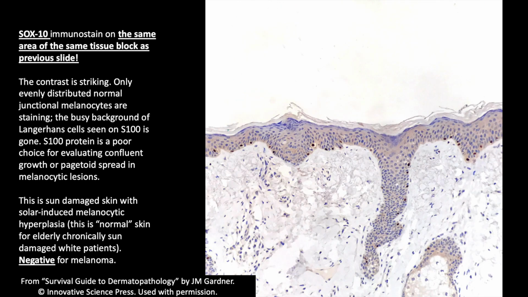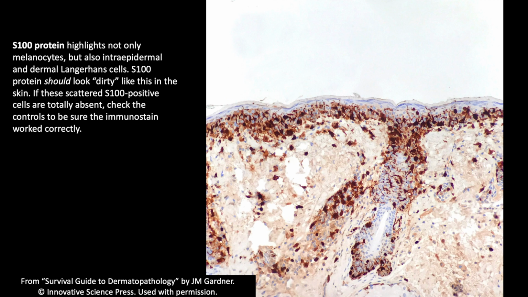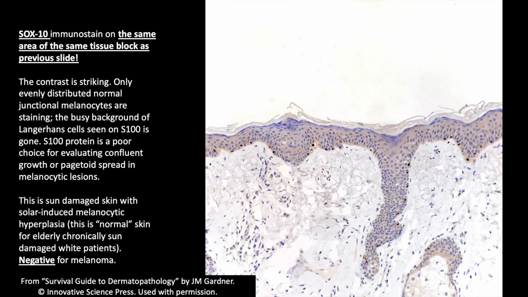So in contrast, here's the same exact case, a little bit different cut, so it looks a little different, but this is that same case I just showed you. Here's the S100, and here's that same area on SOX10. Look at how strikingly different. Here you can just see scattered melanocytes along the basal layer. In sun-damaged skin, they're going to be increased in number. That's totally normal to see, and sometimes that can be a vexing problem when you're looking at margins, but this is why I like SOX10 way better than S100.